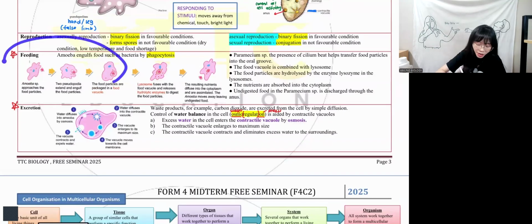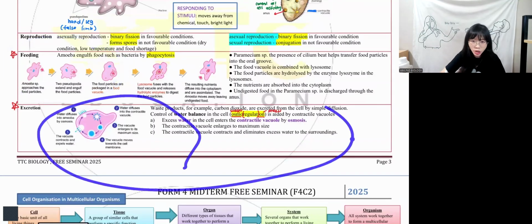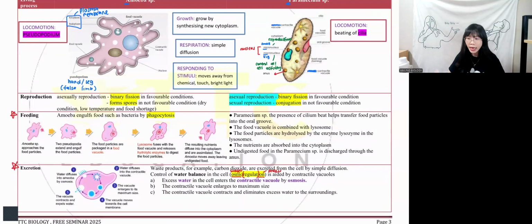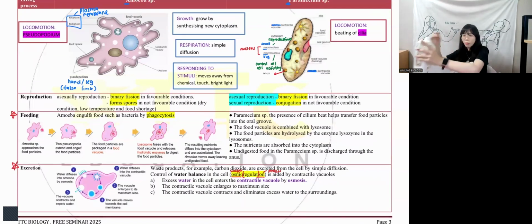Very important. Feeding process, very commonly asked. Excretion process, also very commonly asked. And labeling questions too. Done with this, we're going to try some questions right now. We're going to try amoeba and paramecium species. Does anybody have questions to ask about the notes? Okay, no, let's look at the questions.